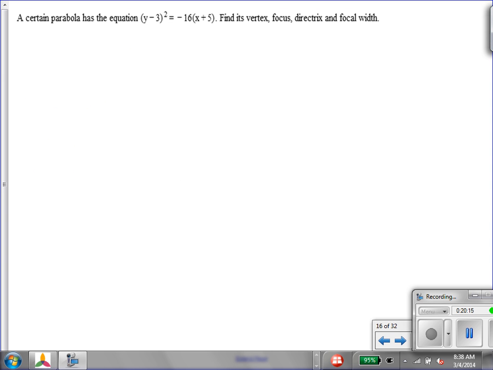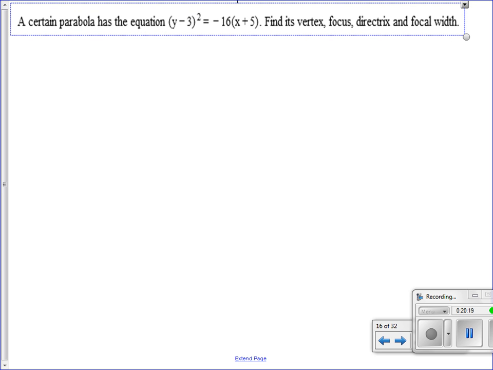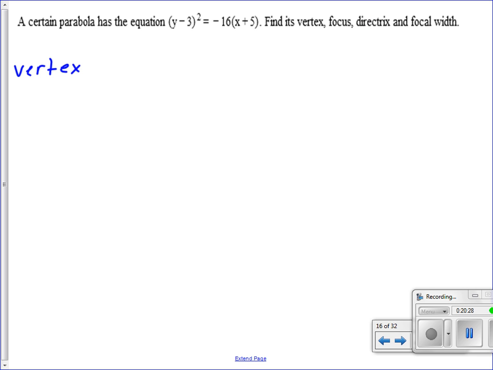All right, here it says a certain parabola has the equation y minus 3 squared equals negative 16 times x plus 5, and they want us to find the vertex. So the vertex is negative 5 and 3. You translated x 5 to the left, and you translated y 3 up. Remember, it's groups, so we do the opposite. That's the vertex. Everybody good?